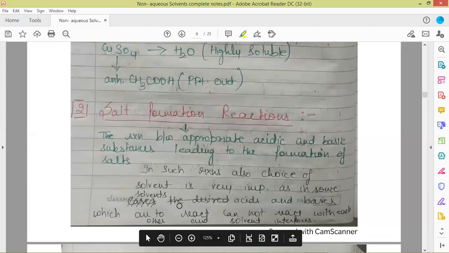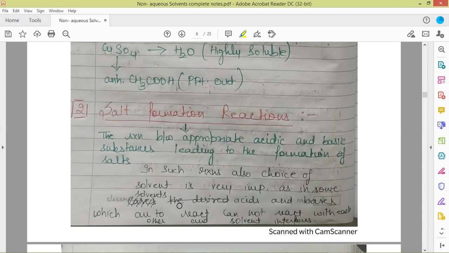So next category is the salt formation reactions. The reactions between appropriate acidic or basic substances leading to the formation of salt are called salt formation reactions. जब भी acid और base के बीच में reaction होगा, there will be a formation of salt. But depending upon the solvent, that particular acid or base will behave as acid or base in that particular solvent. It will depend upon the nature of the solvent.